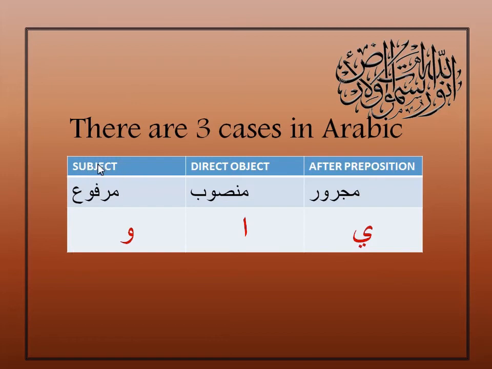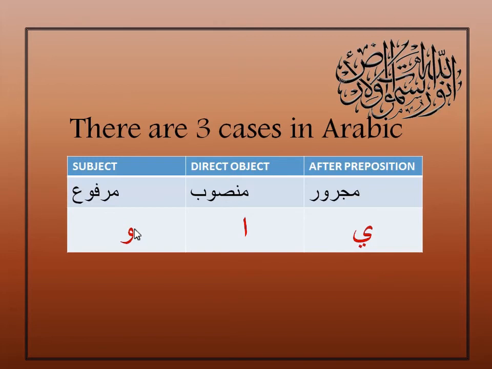Associate the subject with the long vowel U. Associate the direct object with the vowel A or aleph. And associate the preposition with the vowel E. Now, by that we mean in all their forms.